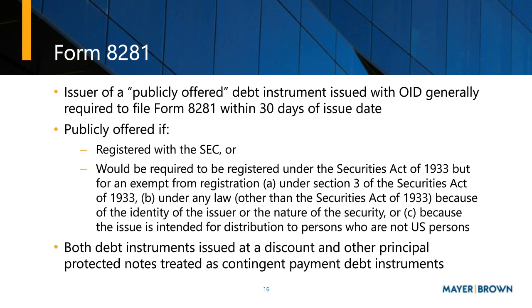So why are we talking about this in the context of structured notes, which are not typically sold at a deep discount? That's because if a point-to-point instrument, for example, is principal protected, then that note is treated as a contingent payment debt instrument for U.S. tax purposes. And that essentially puts the holder on a schedule to accrue OID over the life of the instrument. Now you have an OID instrument, and now you need to file Form 8281. So that's just something we wanted to make you aware of.